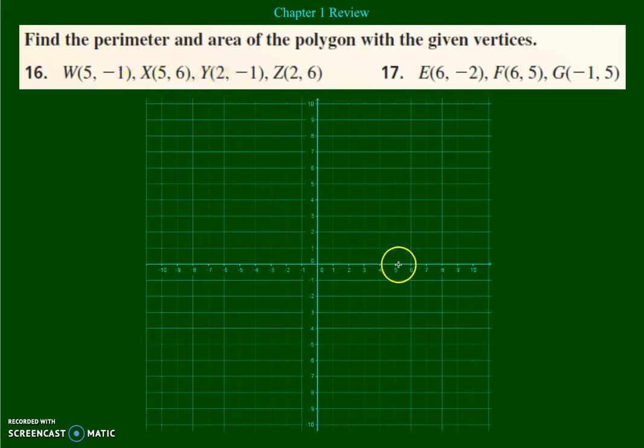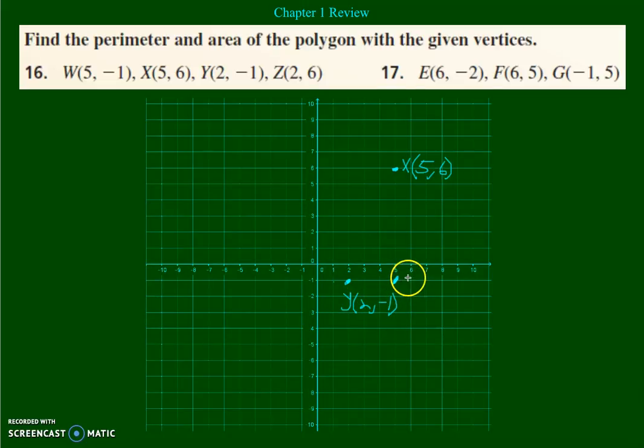And let's go ahead and plot these points to see if we can get some visual clue as to how to work this problem. So 5, negative 1 is right here. And then 5, 6 is here. Okay, so this is going to be x, which is 5, 6. And y is 2, negative 1. So 2, negative 1 here.